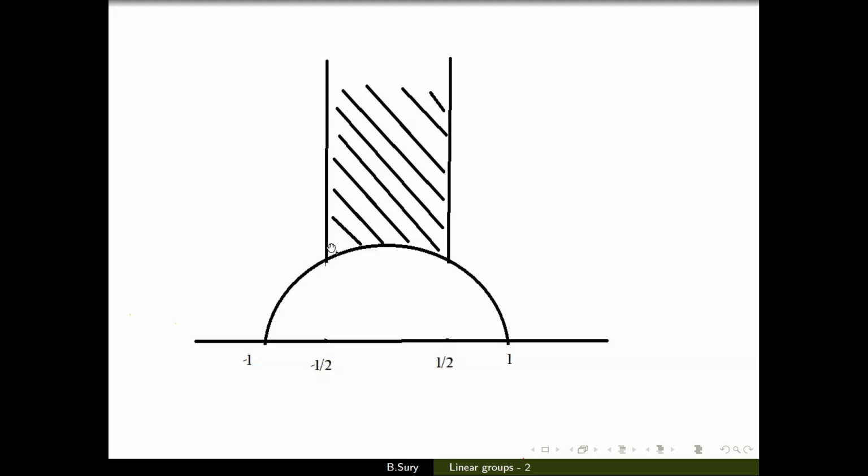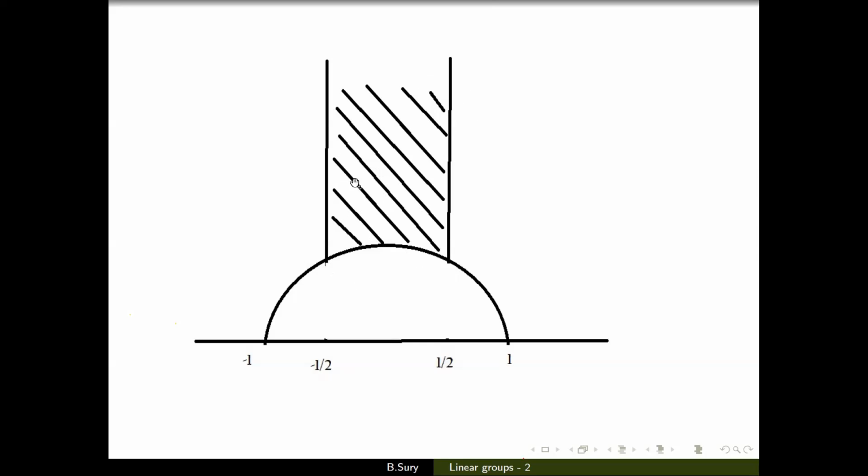Because in a fundamental domain, whatever fixed points there are can happen only on the boundary. So when you do that, there will be one fixed point. See, this line and this line will be identified, because translation takes minus half, the vertical line at minus half, to the vertical line at plus half. So these are equivalent, all right? But nothing inside will be equivalent.